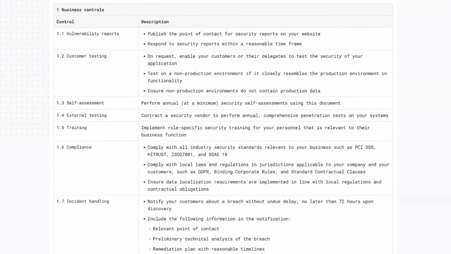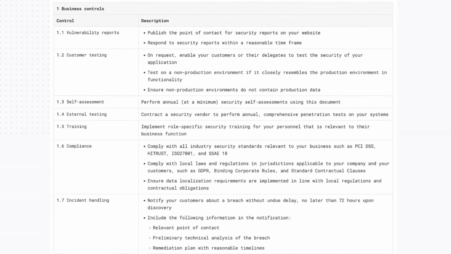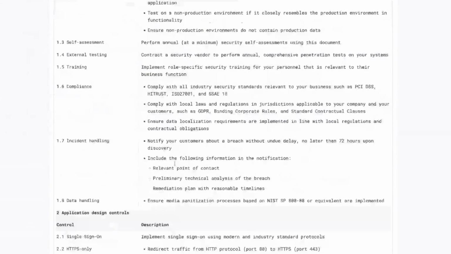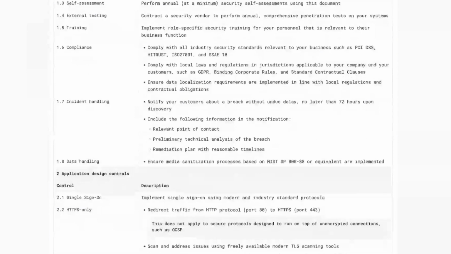We understand things change during a year. A year is a long time in technology. And then we cover some of the high level stuff on, what we were talking about before, which is external testing, penetration testing of your environment on an annual basis. Make sure you're doing the training, the compliance, and the incident handling that you expect and your customer expects to be in place. So one of the things I want to call out is we call out compliance here.